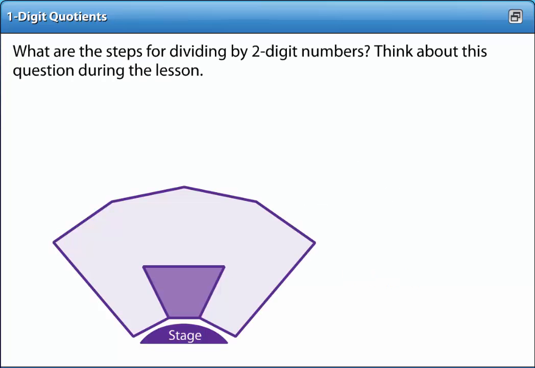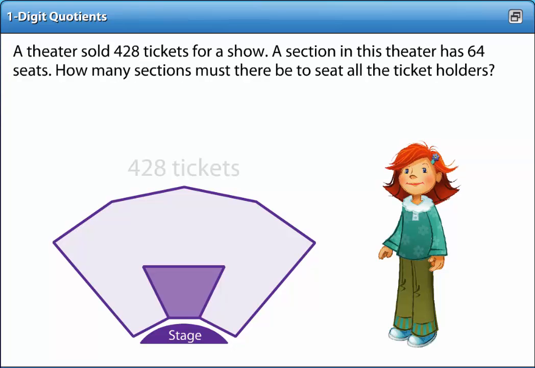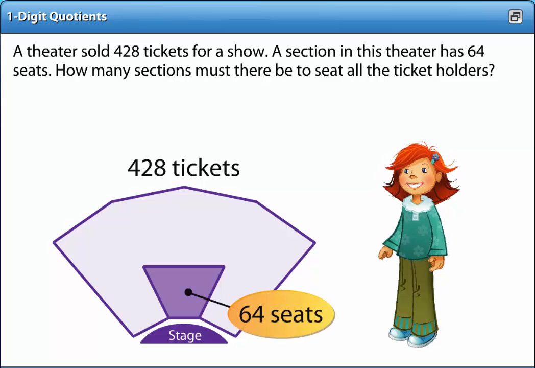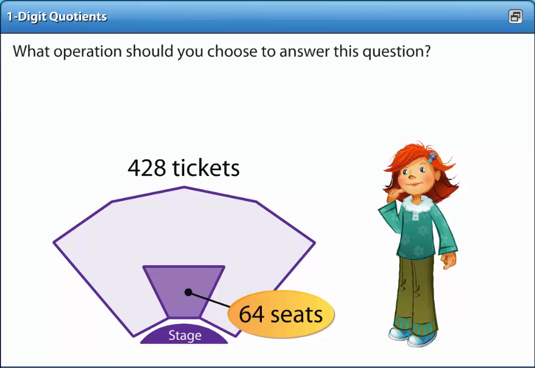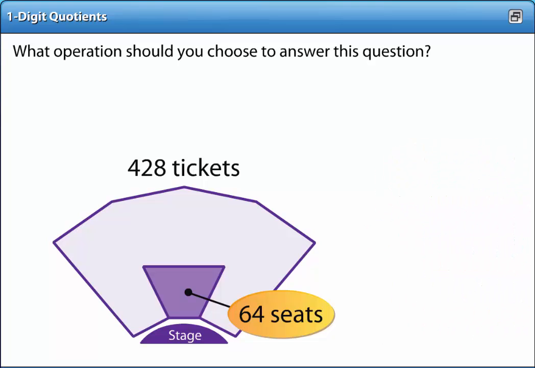What are the steps for dividing by two-digit numbers? Think about this question during the lesson. A theater sold 428 tickets for a show. A section in this theater has 64 seats. How many sections must there be to seat all the ticket holders? What operation should you choose to answer this question?